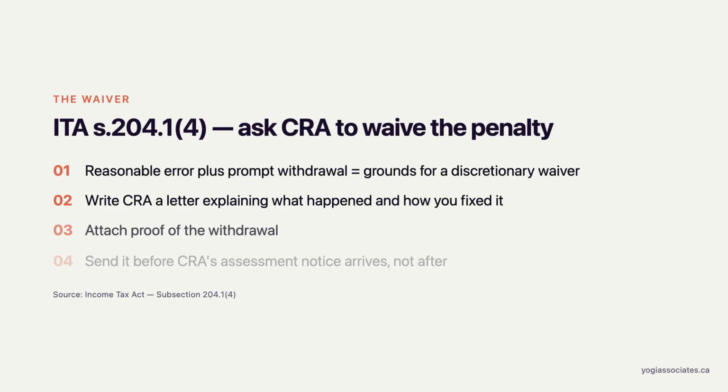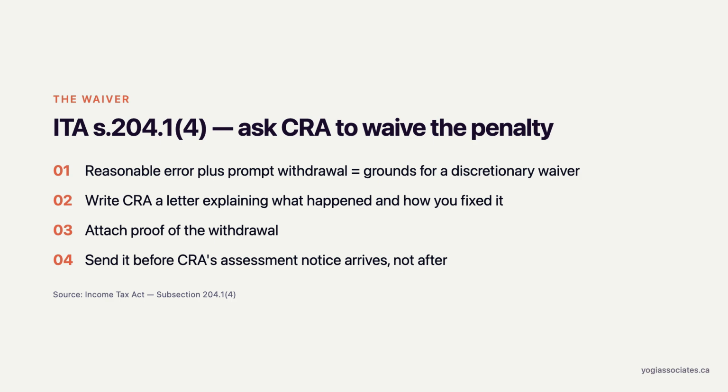Sometimes the overcontribution wasn't really your fault. Subsection 204.1(4) of the Income Tax Act gives CRA discretion to waive the Part X.1 tax if the excess was a reasonable error and you took prompt steps to withdraw it. Reasonable error means honest mistakes: misreading your room, an employer's group RRSP contribution that pushed you over without notice, paperwork from two institutions that didn't add up the way you expected. It doesn't cover deliberate over-contributions.